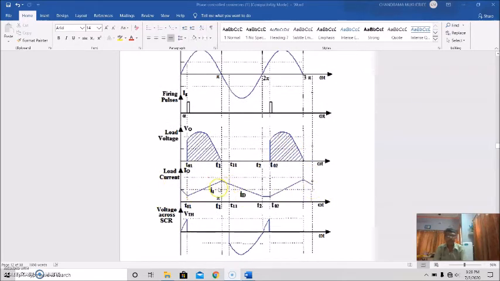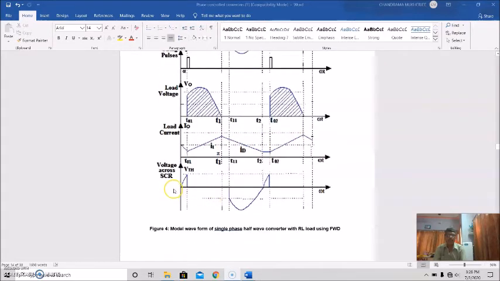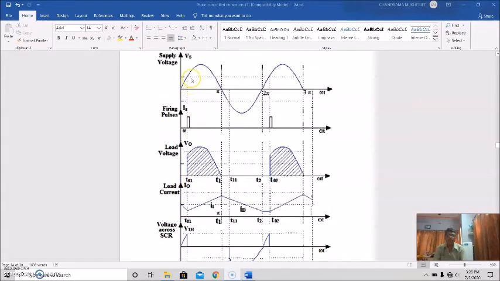Now let's see how this waveform is generated. This is the current due to the thyristor, and this is the current due to the freewheeling diode, and this will be the entire profile of the load current. This is the voltage across the SCR. This portion is the conduction state, so the voltage drop is almost 0.